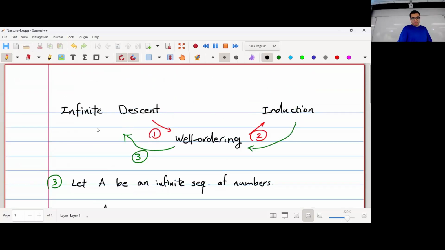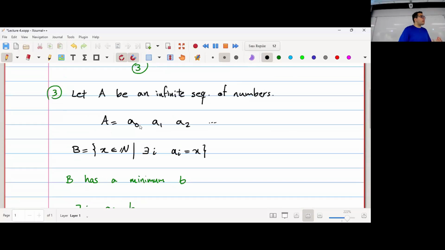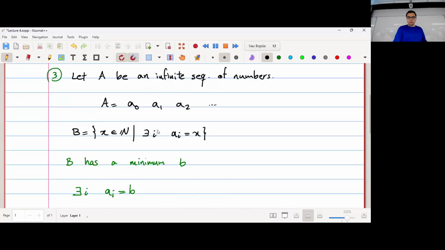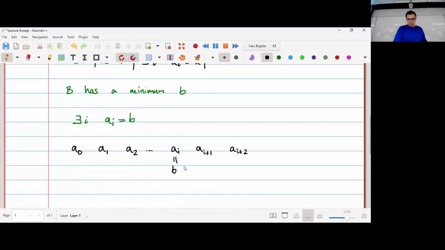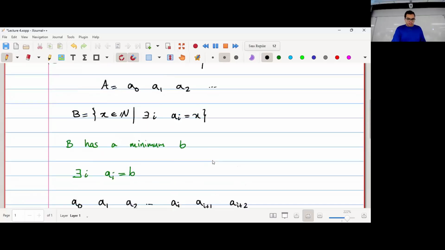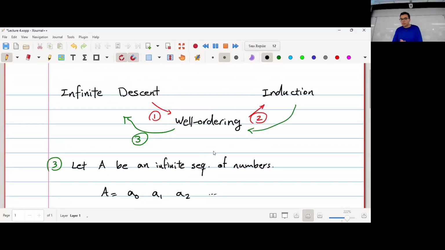I wanted to prove the axiom of infinite descent, which says that it is impossible to have an infinite sequence of natural numbers that is always decreasing. And the way I proved it is that I took any infinite sequence of natural numbers, I looked at this minimum element b, and I said, well, after this minimum element, it cannot decrease. Okay, great. So we went from well ordering to infinite descent.